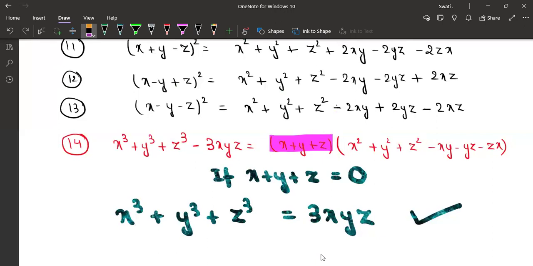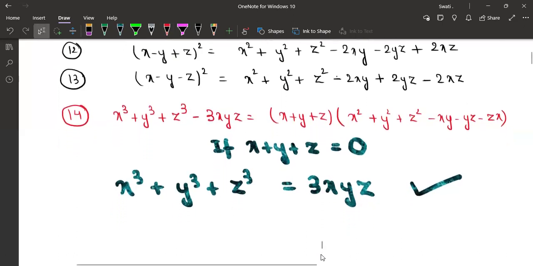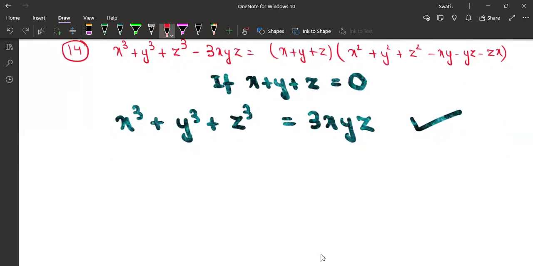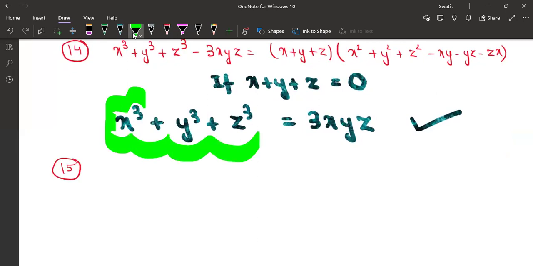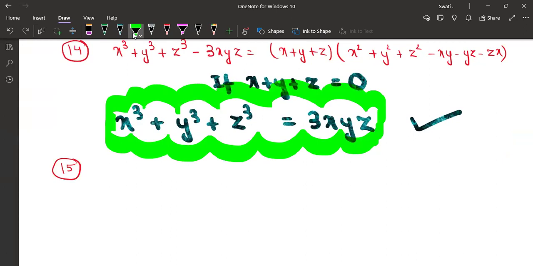So of course you can send the minus 3xyz to the other side, and that will become plus 3xyz. So that's the formula. That's the special case, so I'll just mark it in a different color. This is a special case of this particular formula, and many times this question has come where the condition is given as x plus y plus z is 0.